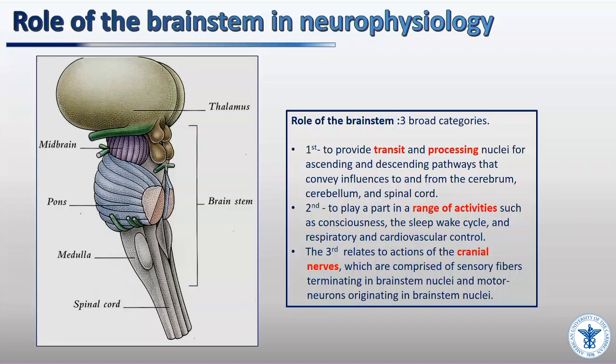And therefore, you have different parts of the brainstem specialized for different functions. That makes it also complex. And the third important function is the cranial nerves. We have 12 cranial nerves, yes? And 10 of those arise from the brainstem.